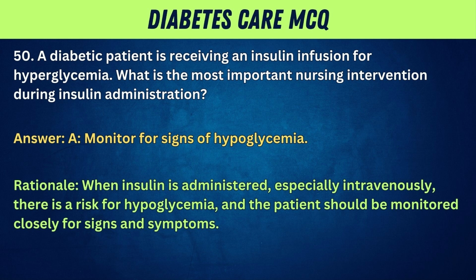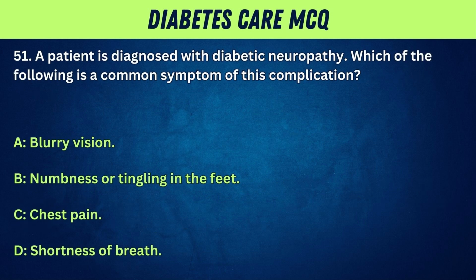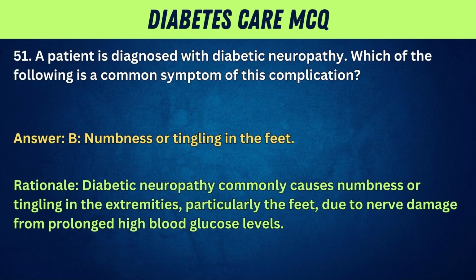Rationale: when insulin is administered, especially intravenously, there is a risk for hypoglycemia and the patient should be monitored closely for signs and symptoms. 51. A patient is diagnosed with diabetic neuropathy. Which of the following is a common symptom of this complication? A. Blurry vision. B. Numbness or tingling in the feet. C. Chest pain. D. Shortness of breath. Answer: B. Numbness or tingling in the feet.